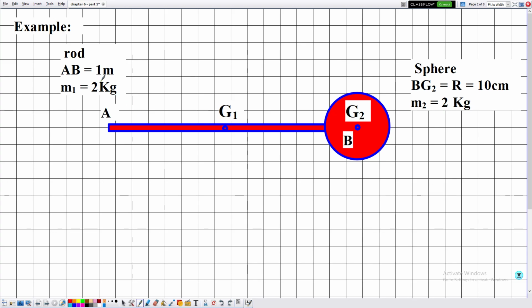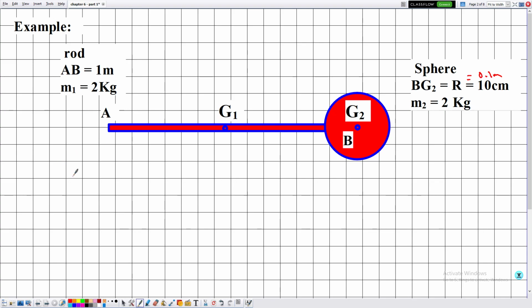So suppose in this example that we have a rod. So this is the rod AB of length 1 meter and of mass M1 equal to 2 kilograms. The sphere of radius 10 centimeters, which is equal to 0.1 meters, and of mass M2 is equal to 2 kilograms. So here suppose we are interested in determining the center of gravity G of the system consisting of the objects or the bodies A and B.